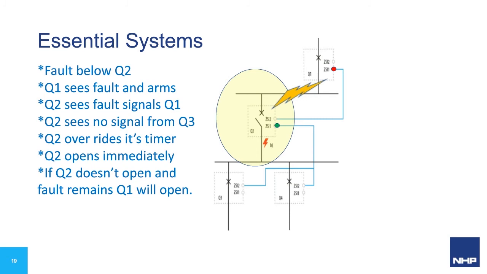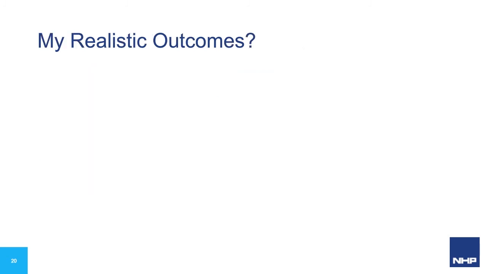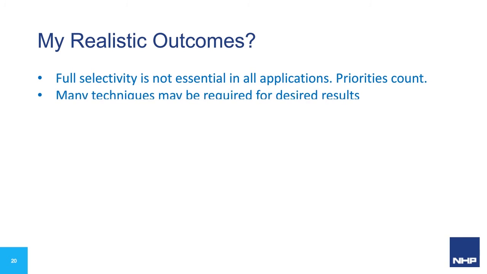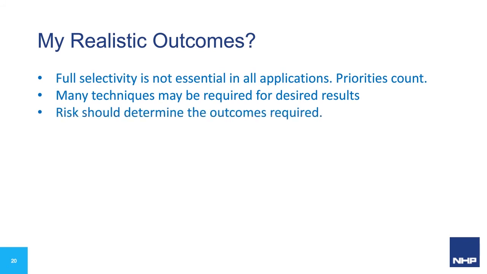So what are my realistic outcomes? Full selectivity is not essential in all applications and often not easily achievable in some designs unless compromises are made. The dynamics of short circuits, high-level faults particularly, may dictate an escalation of frame sizes or addition of ACBs in the system if full selectivity is needed. This, along with other techniques such as addition of magnetic-only breakers in some parts of the system or the use of zone selective interlock to improve system predictability.